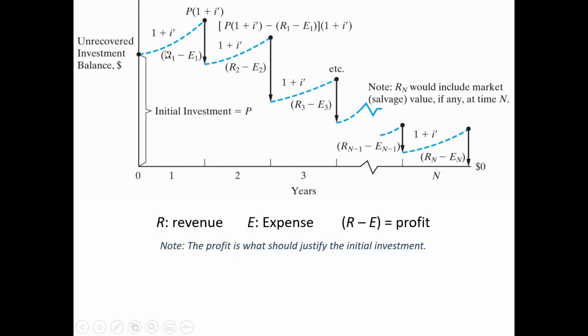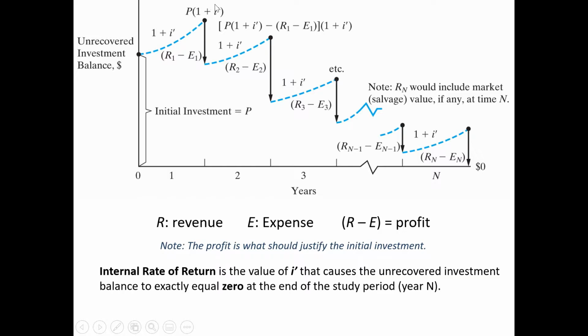And so this blue line shows the effect of the interest that you would be earning if you had put it somewhere else. So you just determine what is your applicable interest rate, your MAR, your minimum attractive rate of return, and you can calculate at the end of the period the effect of the principal, P, multiplied by 1 plus i prime. Now, i prime is the internal rate of return.